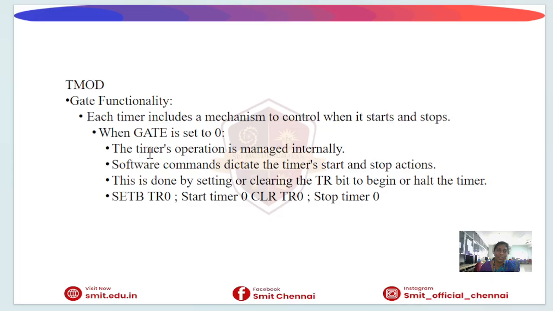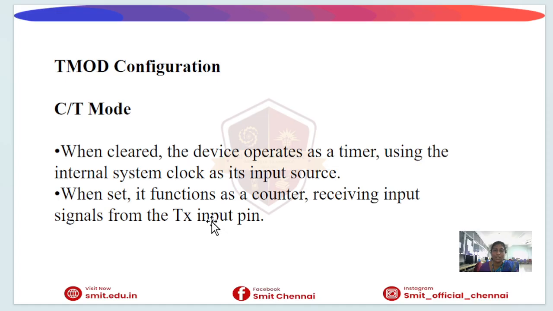The gate functionality example: when the gate is 0, the programmer has complete control over the timer operation. This is the simplest and most common configuration. This is done by setting or clearing the TR bit to begin or halt the timer. So SETB TR0 starts timer 0, and CLR TR0 stops timer 0.